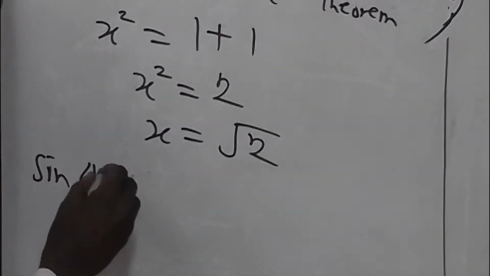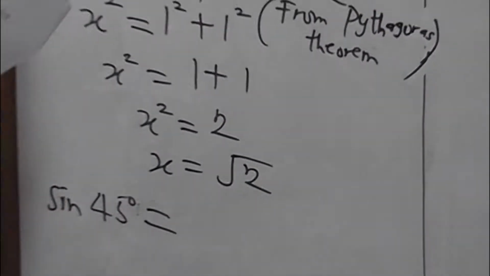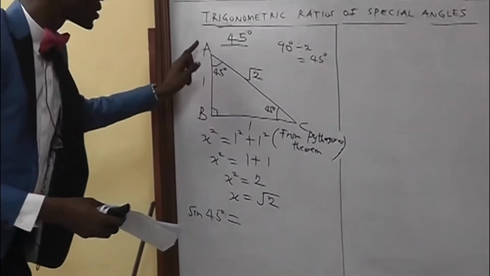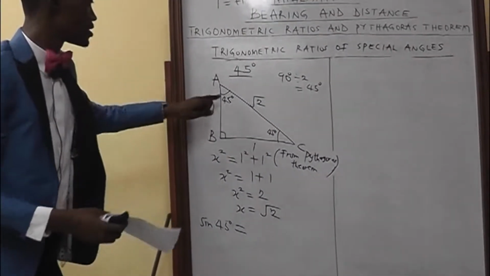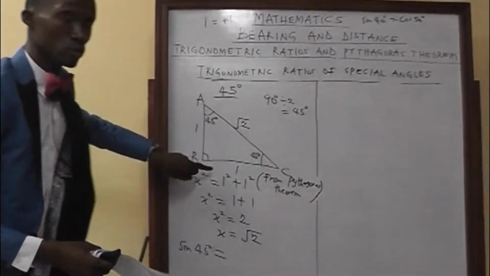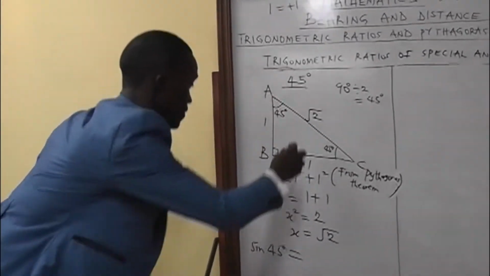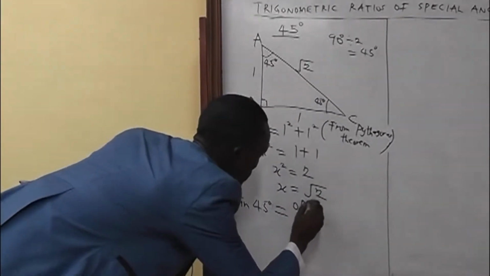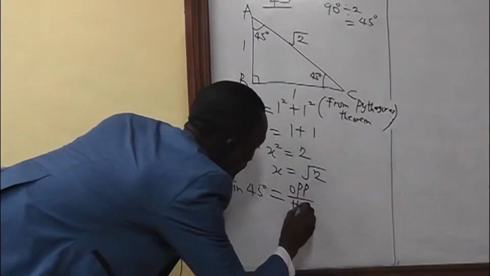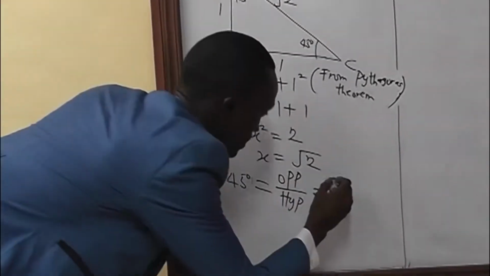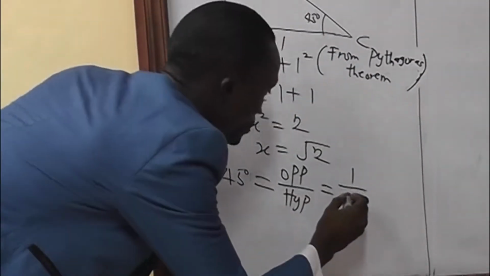So after deriving this x to be root 2, the next thing we do is to generate sine 45 degrees. We can use this 45. If you are using this 45, the opposite side is 1. If you are using this 45 too, the opposite side is also 1. So we can use any of the two. So from here, sine 45 is opposite over hypotenuse. And our opposite is 1, while our hypotenuse is root 2.